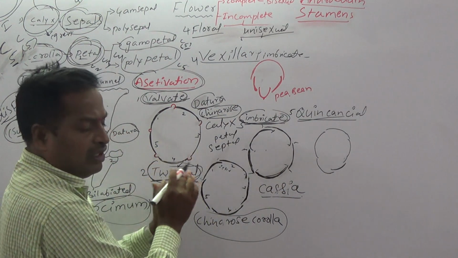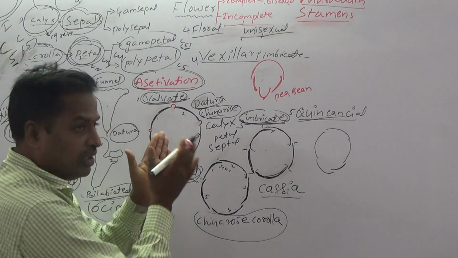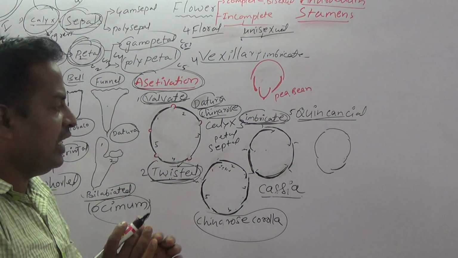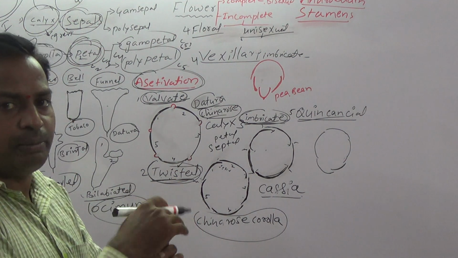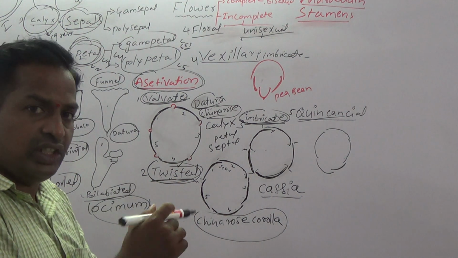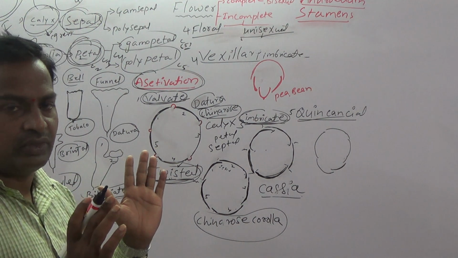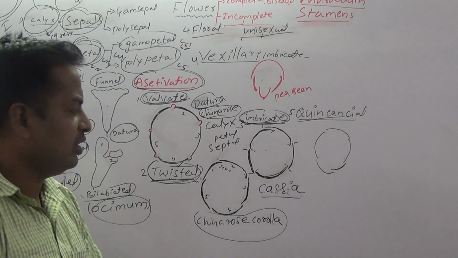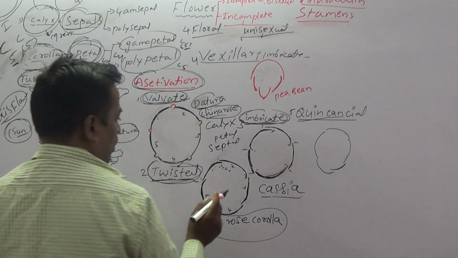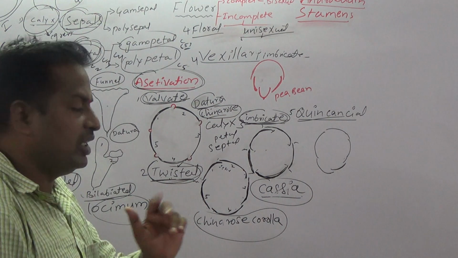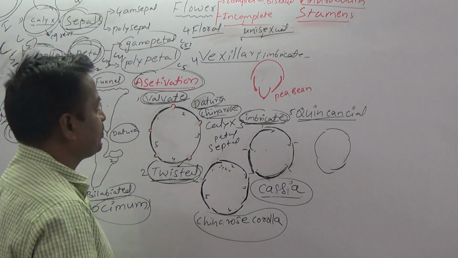What is the meaning of imbricate estivation? In a floral bud, the sepals or petals overlap each other but not in a definite order. So it is called imbricate estivation. This type of corolla is commonly reported in Cassia species, in the Caesalpiniaceae family.